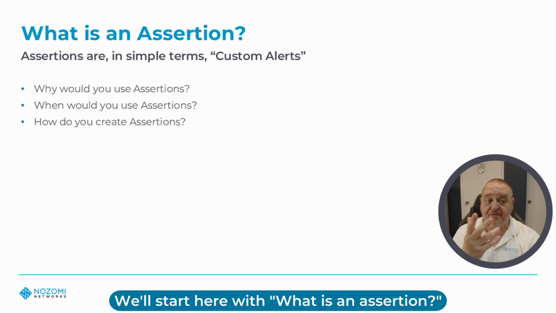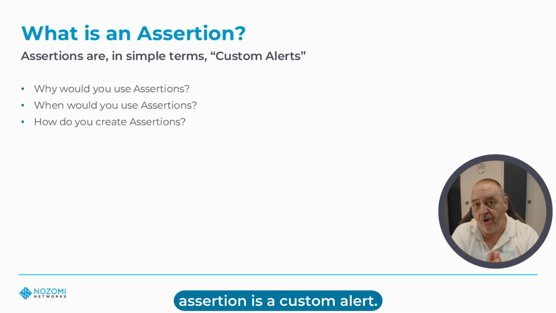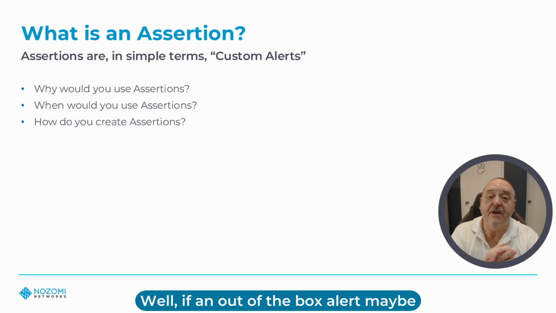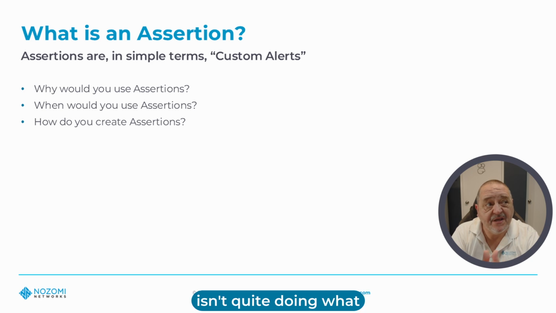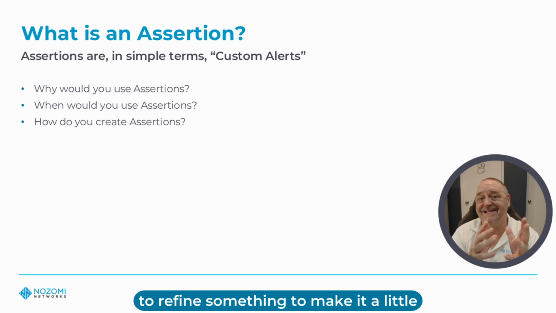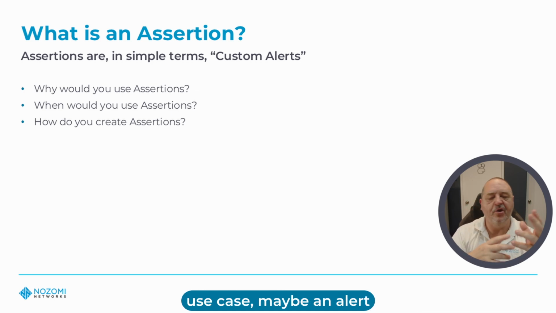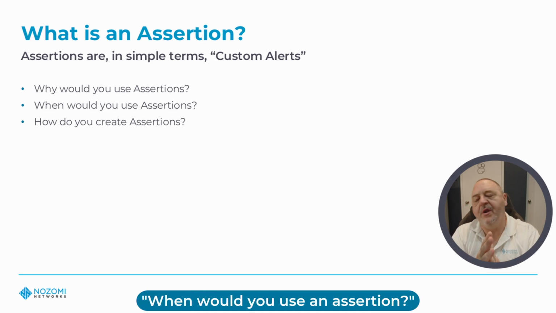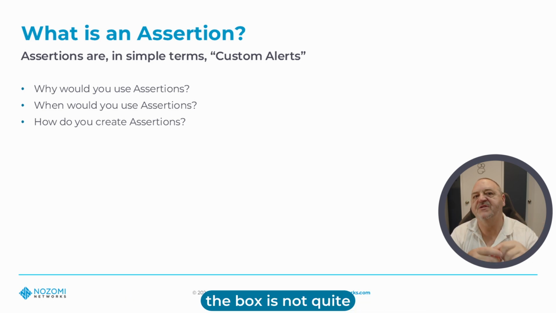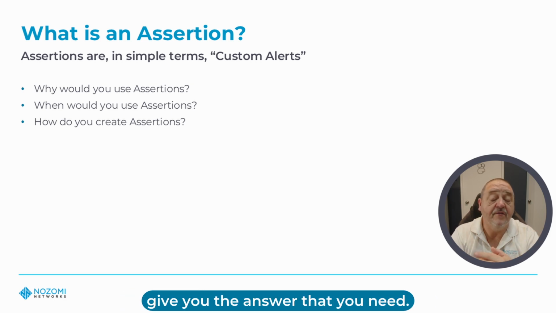We'll start here with what is an assertion? In simple terms, an assertion is a custom alert. So why would you use an assertion? Well, if an out-of-the-box alert maybe isn't quite doing what you need it to, or you need to refine something to make it a little bit more specific to your use case, maybe an alert, a query, or whatever. When would you use an assertion? Again, it's if something we're doing out of the box is not quite giving you what you want, you can craft up an assertion that should give you the answer that you need.